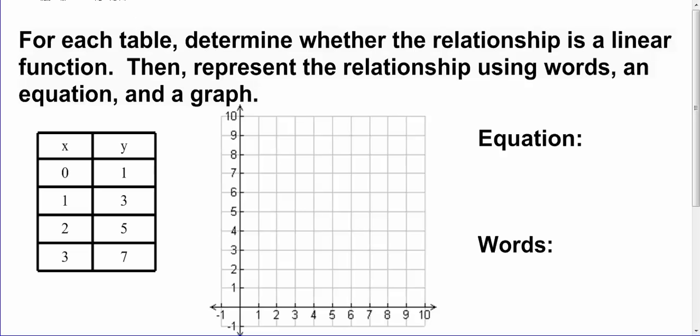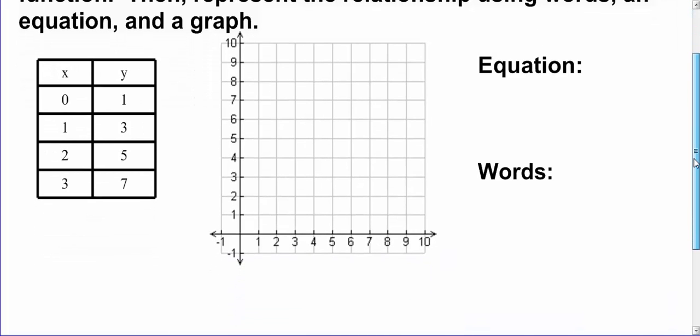Alright, let's keep going. And I left a blank one there for you on purpose so you could flip to the next side. Alright, so for each table, determine whether the relationship is linear, and then represent the relationship using words, an equation, and a graph.